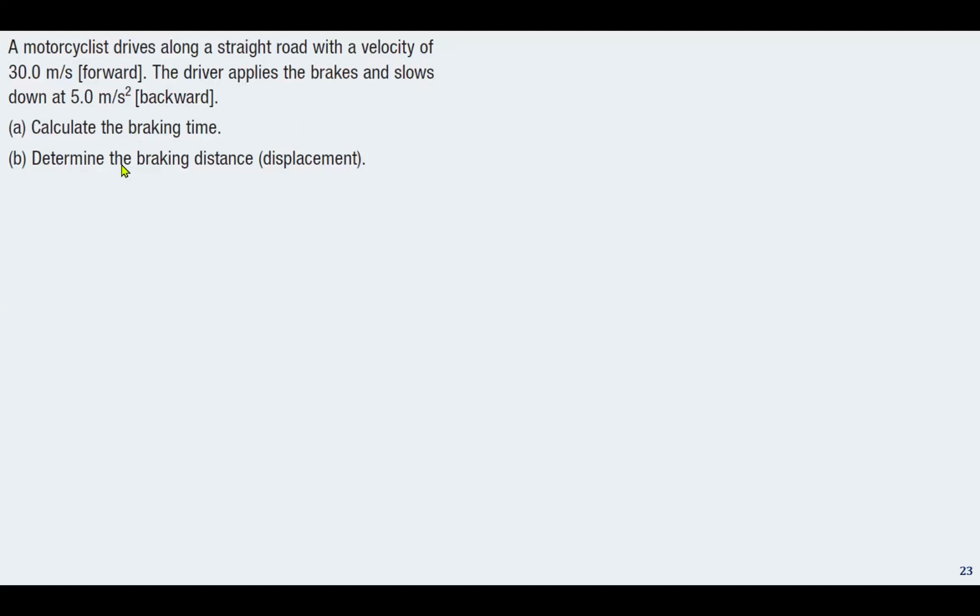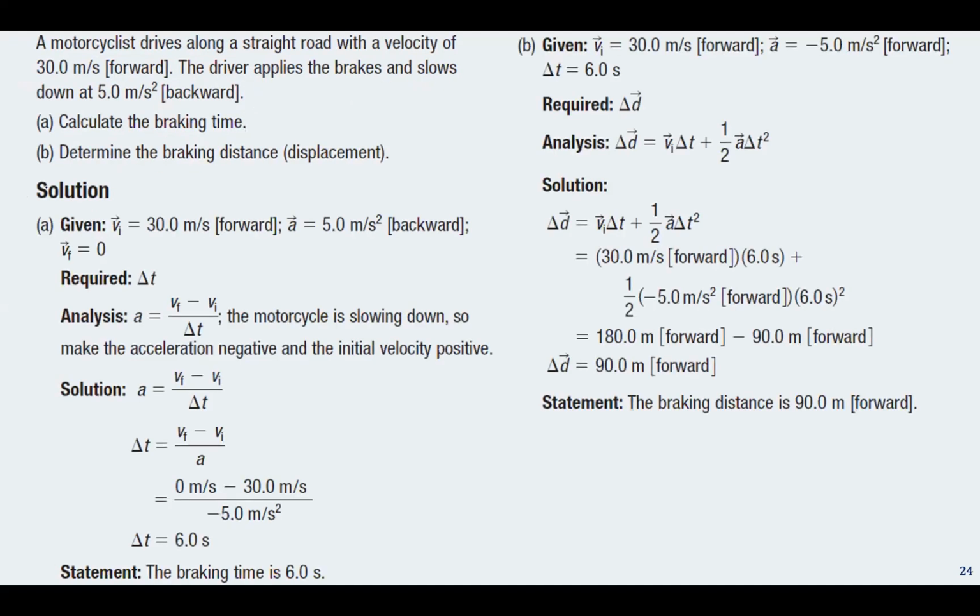So first of all, let's analyze this question. So we can treat this process as a motion in one-dimensional space, right? And it says the driver applies the brakes and slows down at 5 meters per square second. So we can assume this is a uniformly accelerated motion in one-dimensional space, right? So let's first state this.